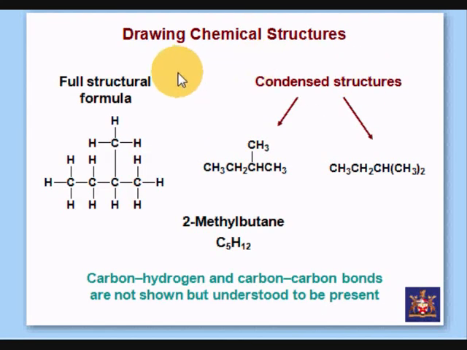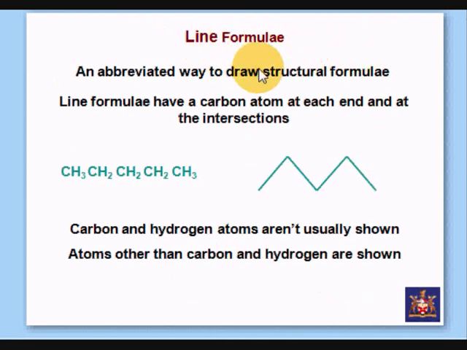Okay, to draw chemical structures then, you've got the full structural formula, which has all the branches and all the bonds and the hydrogens and carbons included. Condensed structures then are these, and even with this branch here, that can be further condensed to a CH3 and this is 2-methylbutane, C5H12. Okay, the line formulae are important then. It's an abbreviated way to draw the structural formulae, this type of line formula.